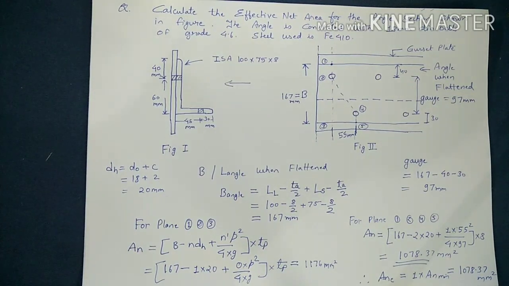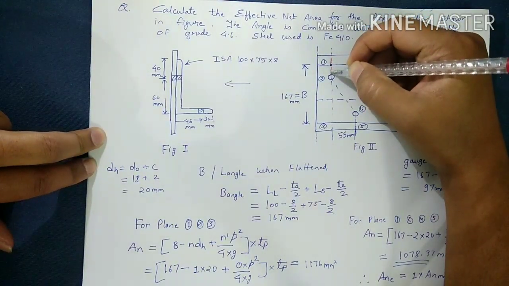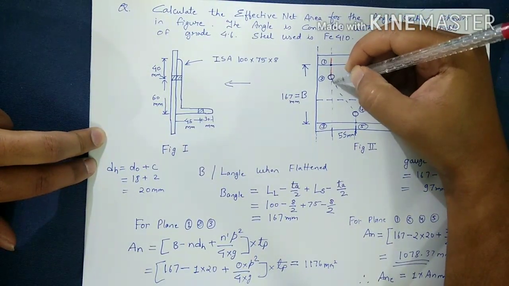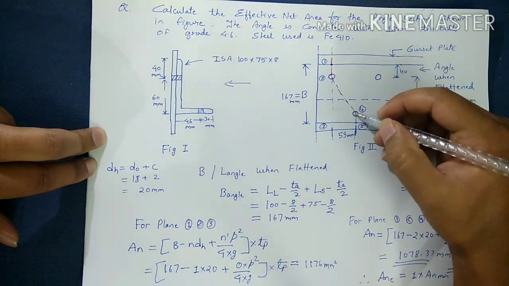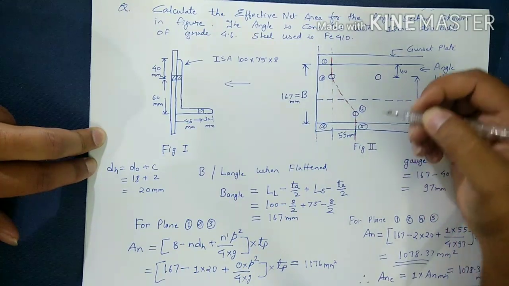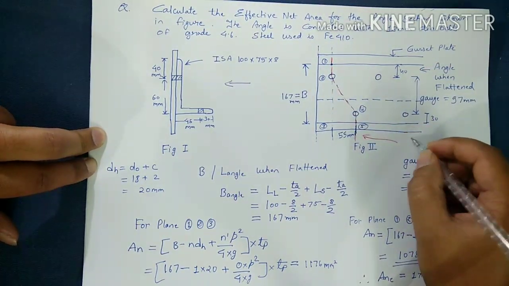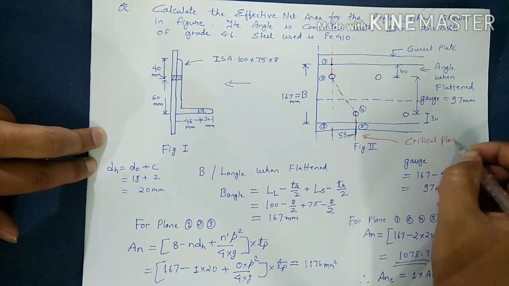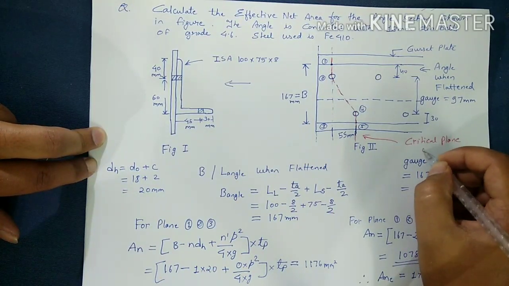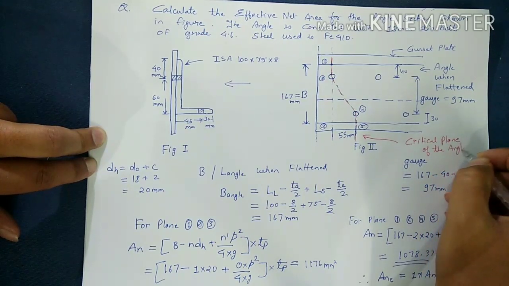So we must draw the critical section with a different color. That is, it will start from 1, then it will go to 2, then 2 to 4 and 4 to 5. So this plane will be the critical plane of the angle section.